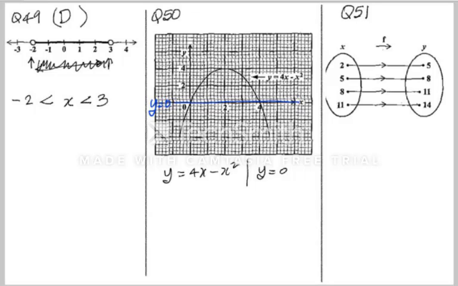All right, and the curve, this parabola here, is the line y is equal to 4x minus x squared. The two lines intersect here and here. So my solution, the values of x where these two lines intersect, are x is equal to 0 and x is equal to 4. So the answer for number 50 is A.